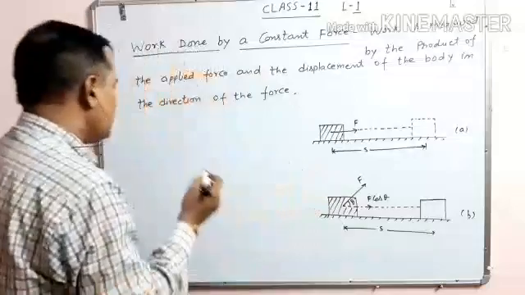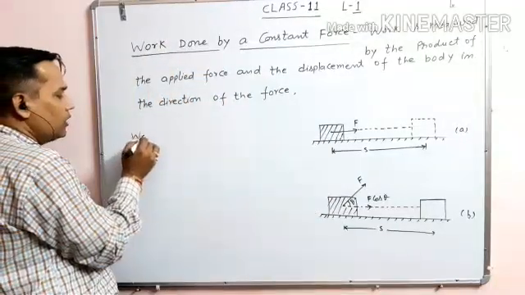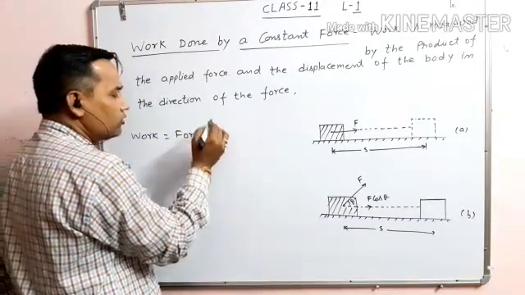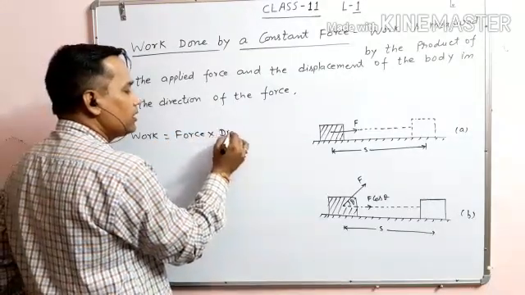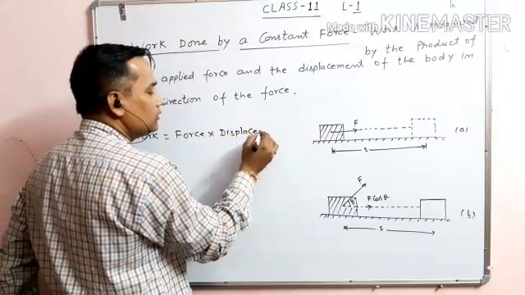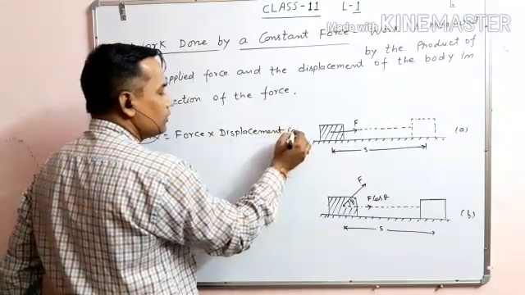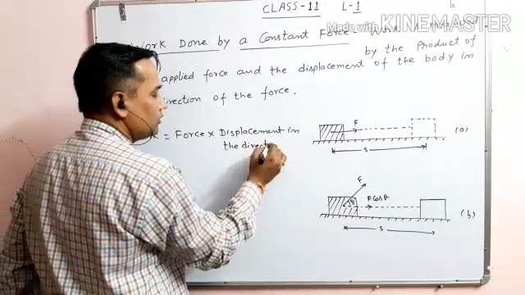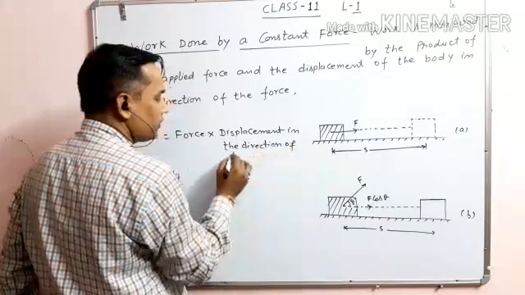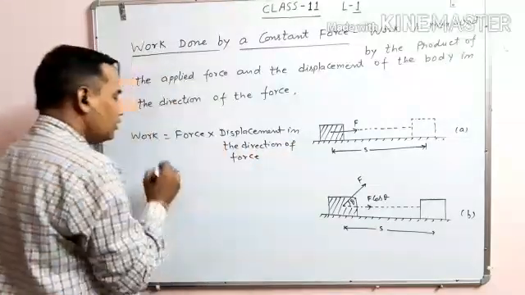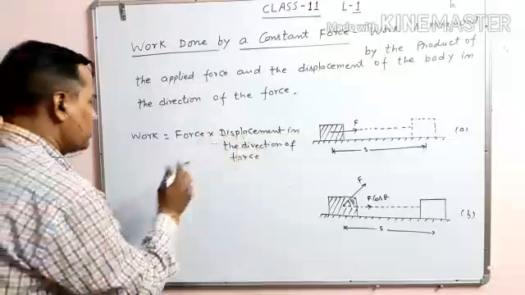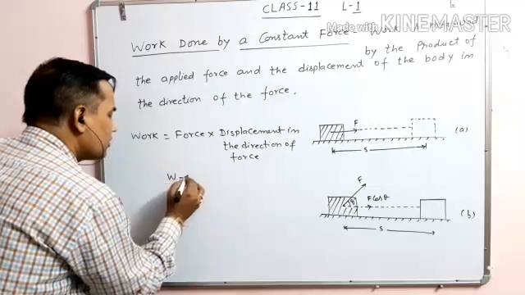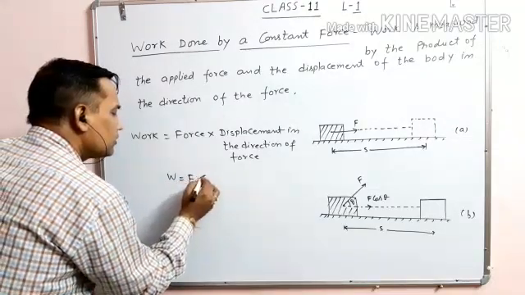Under its influence the body is displaced from here to there and travels a displacement S. So work done is equal to force into displacement in the direction of force. So distance is measured in the direction of force. One very important thing here: work is equal to F dot S.